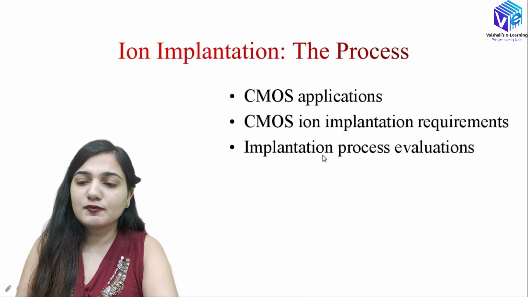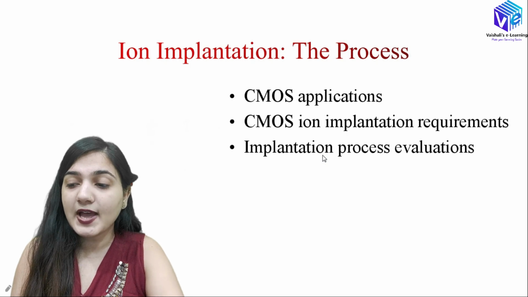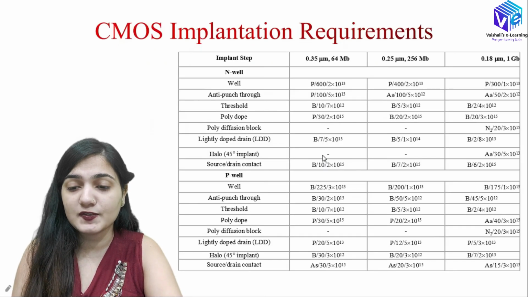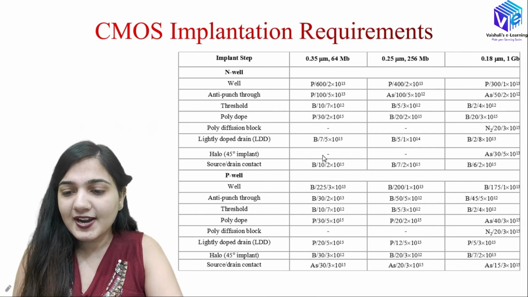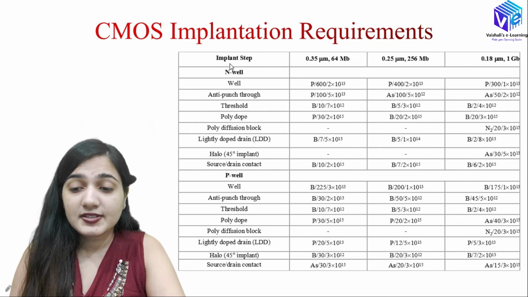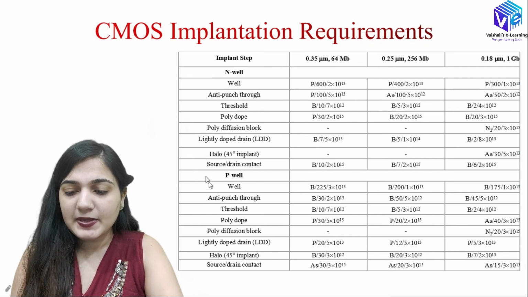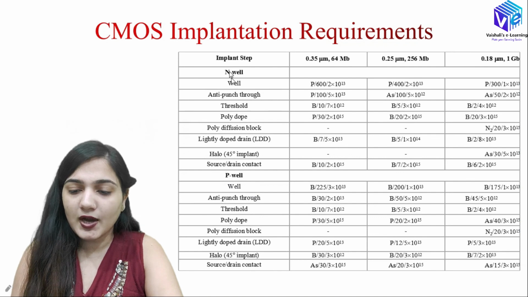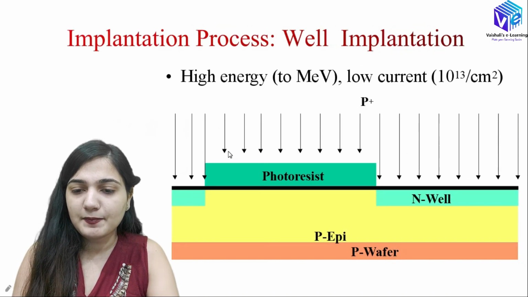So in the process, we want to discuss the CMOS application, CMOS ion implantation requirements and the implantation process evaluations. I am going to discuss the evaluations in the next video. So these are the requirements. This is how I can have various steps. I can make the N-well, and I can make the anti punch through, and I can make the P-well as well. So I can change all of the parameters related to the N-well and the P-well.